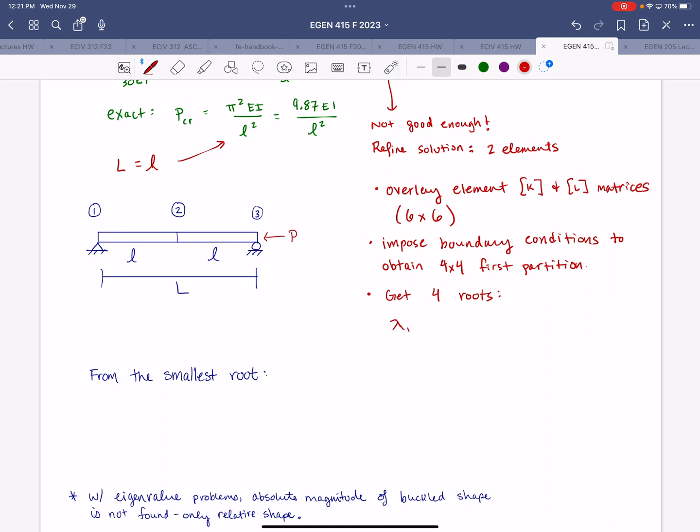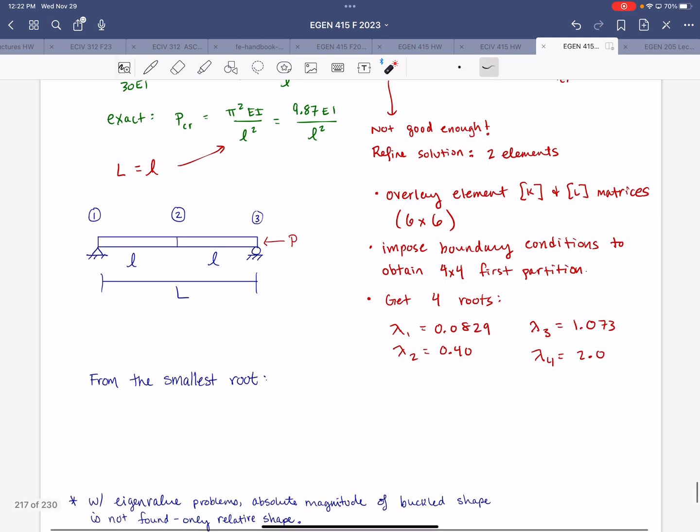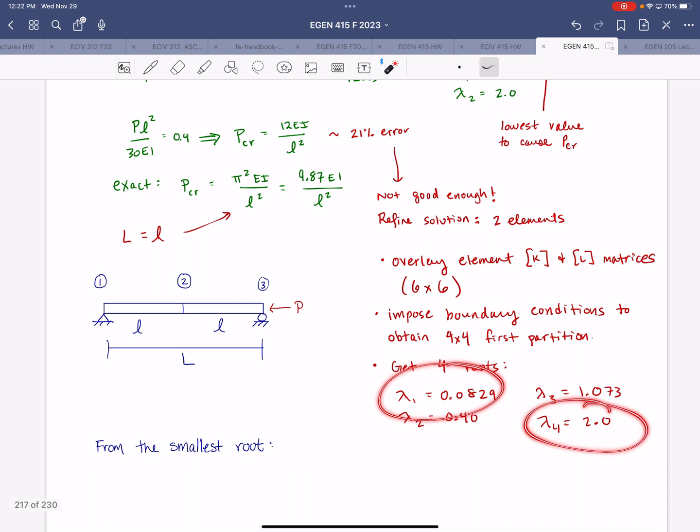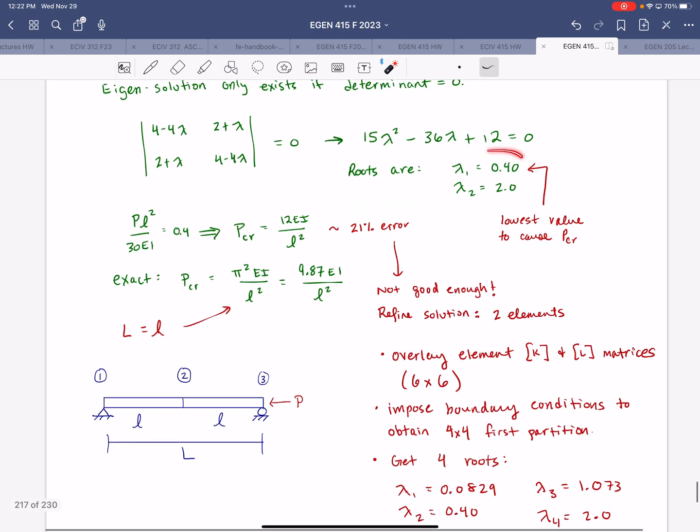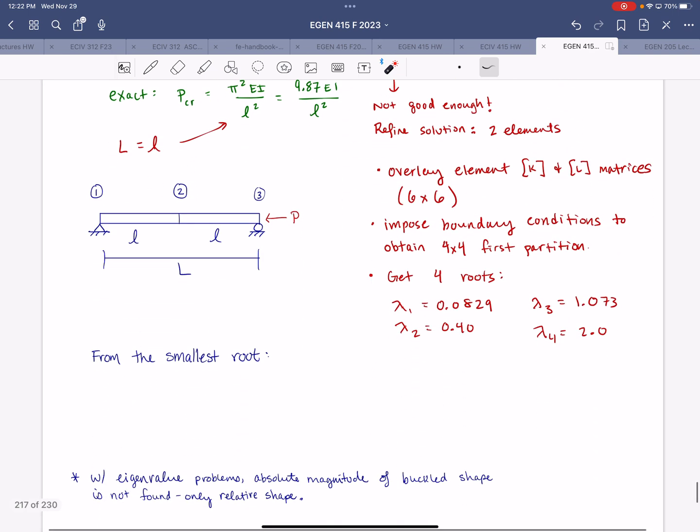That would be, the first one is 0.0829. Second one, 0.40. The third one, 1.073. And the fourth one, 2.0. So as a gut check, it makes sense that 2 of our eigenvalues, these 2 eigenvalues, match with the 2 eigenvalues from our first solution. But we have 2 others to inform our results.